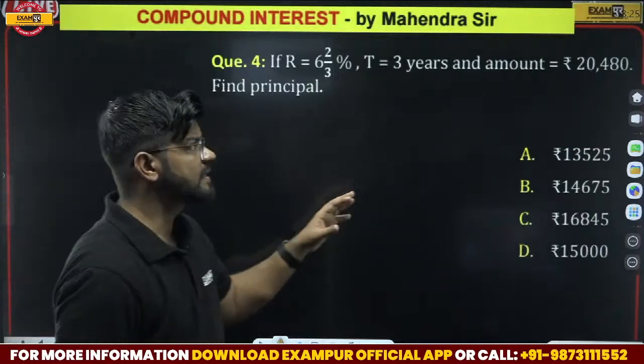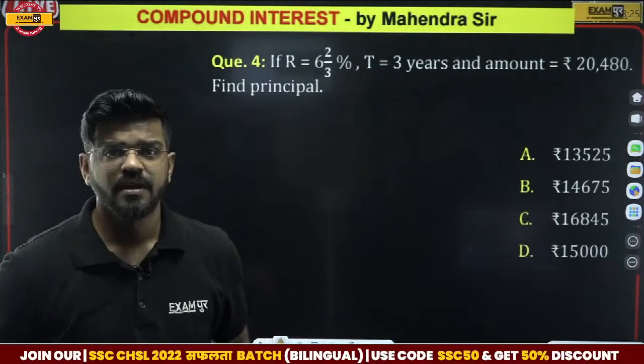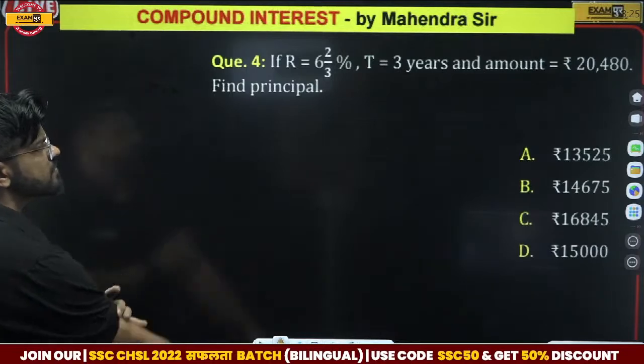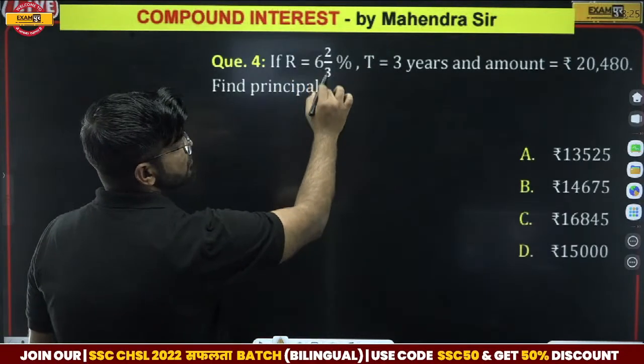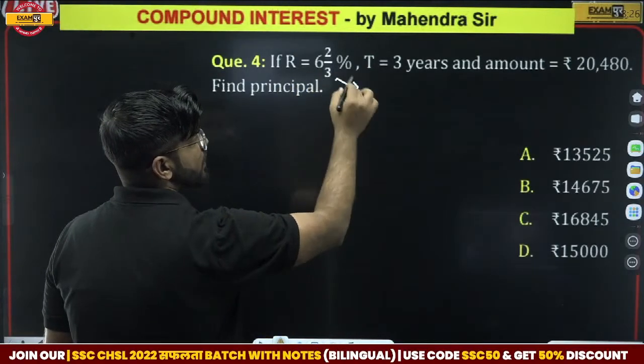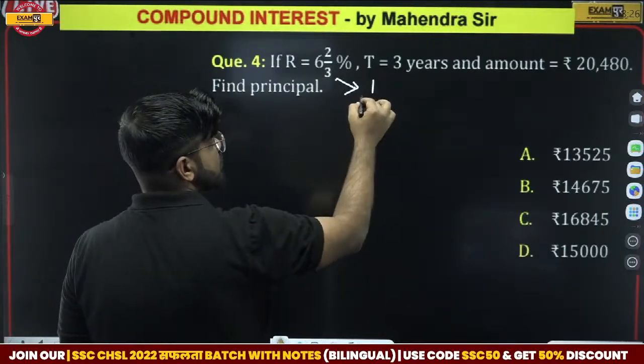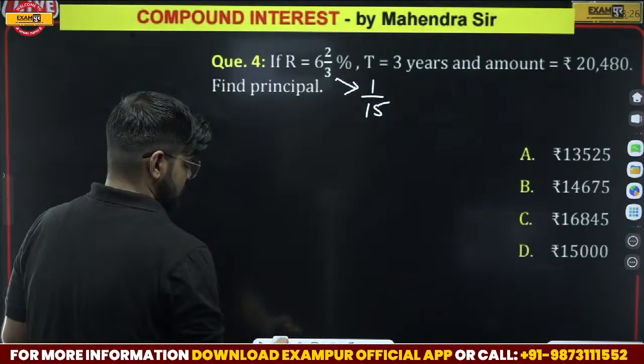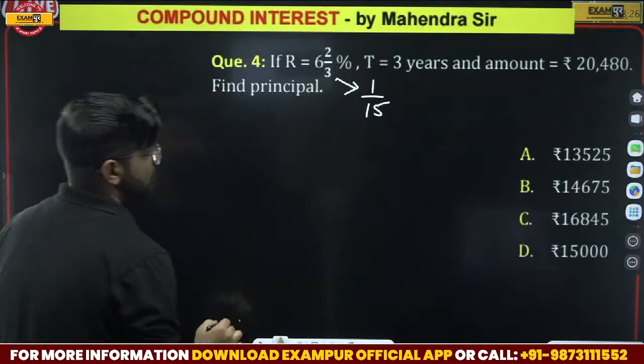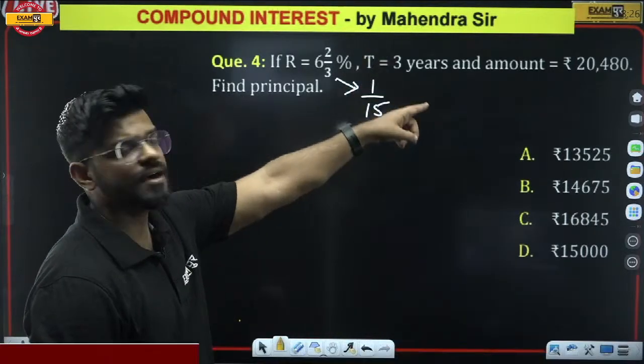Next question is there. Tell me the answer of this question right now. R is 6 2 by 3. What is this? This is nothing but 1 by 15, right? And for 3 years, I have been given the amount.